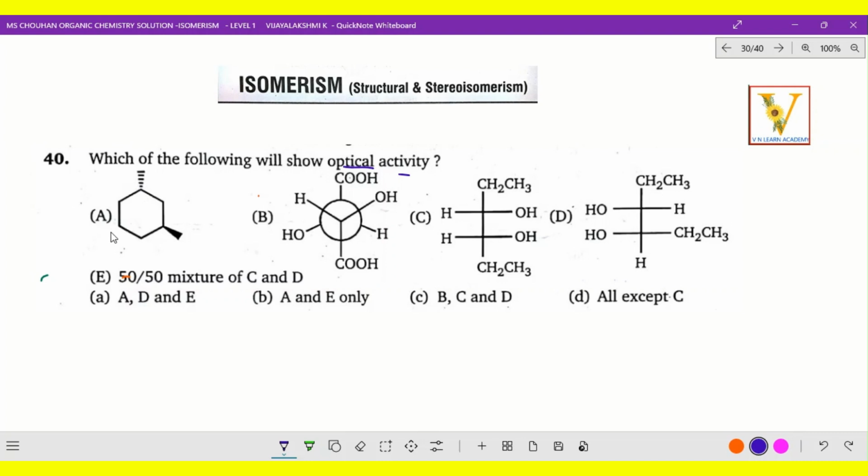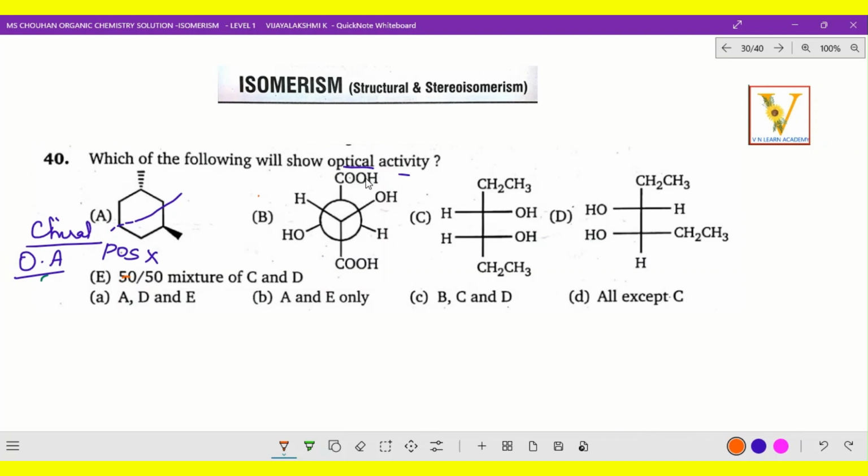Do you think there is chirality? Yes, of course there is chirality. POS is absent. Why is POS absent? Because there is a wedge and a dash, naturally. So POS is absent, which means it is chiral, right? Chiral means it is optically active. Now the first compound is optically active. Now the second one, let us check.